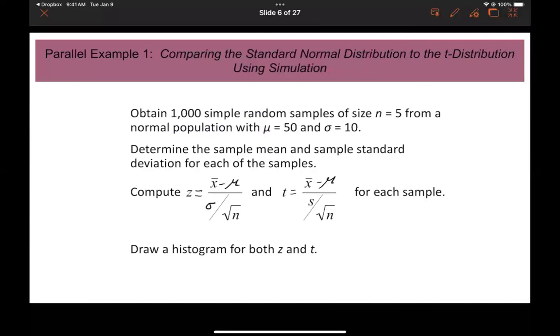So our z-score uses either the population standard deviation or larger sample sizes. The t-distribution uses sample data, because we don't have the population data and we have smaller sample sizes. I'm going to draw the histogram for both of them and you'll get an idea of what it looks like with the different ones. They're going to look pretty close to the same. We're going to start with a sample size of 5.